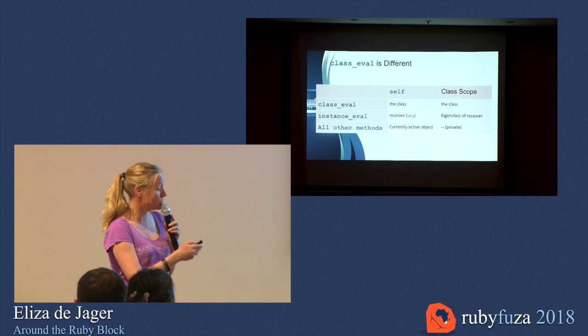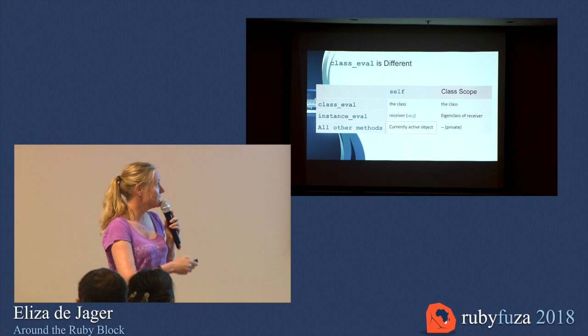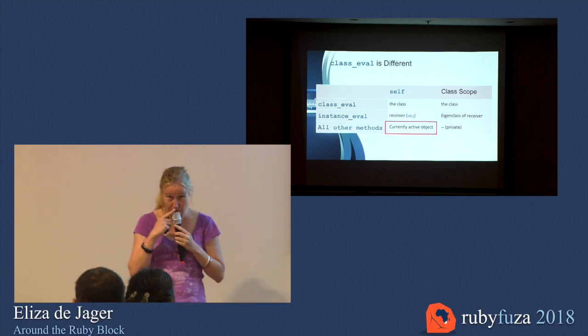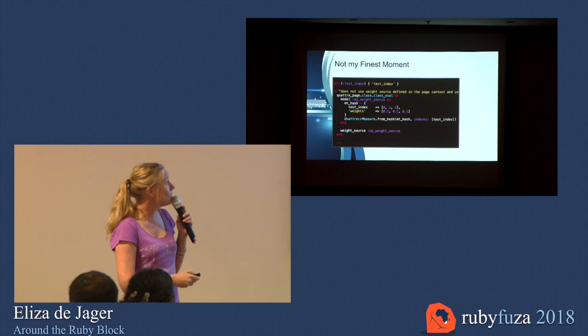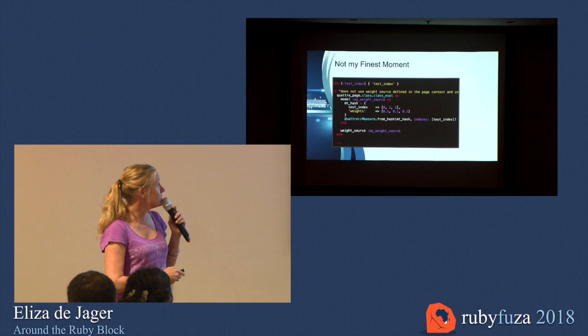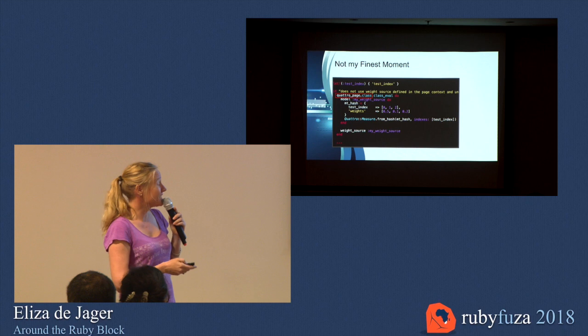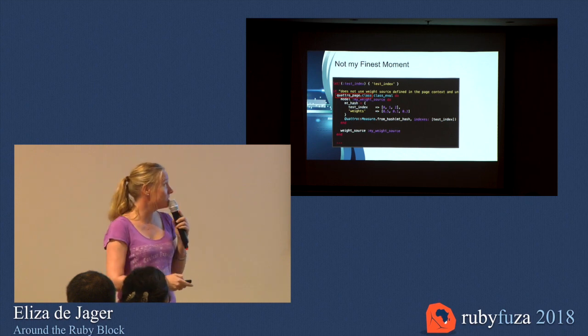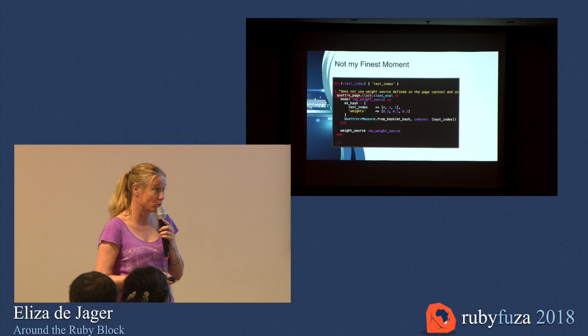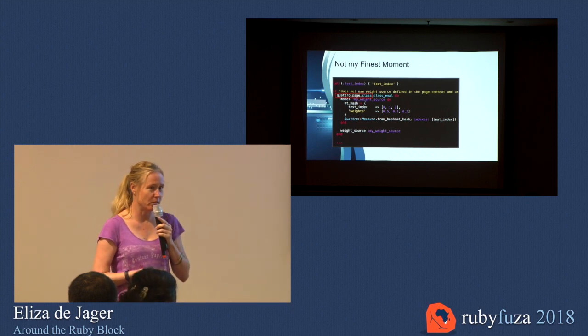So I may as well add a third line to my table and say that for all methods except class or instance eval, self is going to be set to the currently active object. Taking a look at my RSpec example again, self in the first block will hence be set to the class of Quattro page. That makes it the active object in that block, which means self of the second block will also be set to the class of Quattro page. And I'm guessing there's absolutely no method called test index on that class. There's also no local variable called test index, and that's why this example failed.